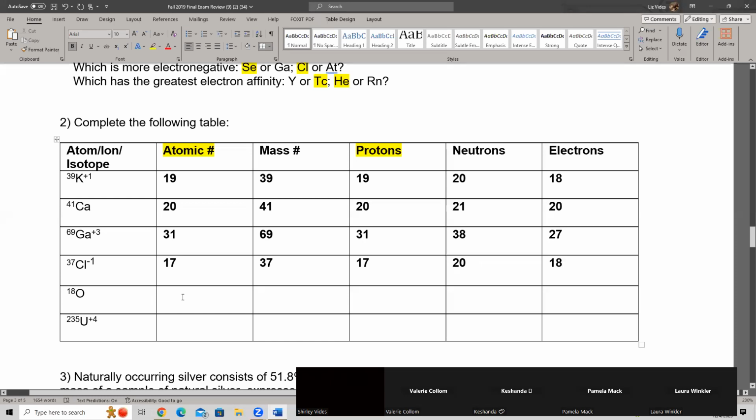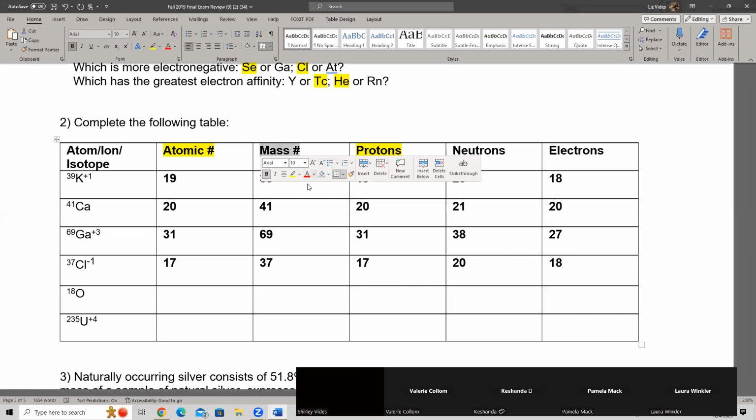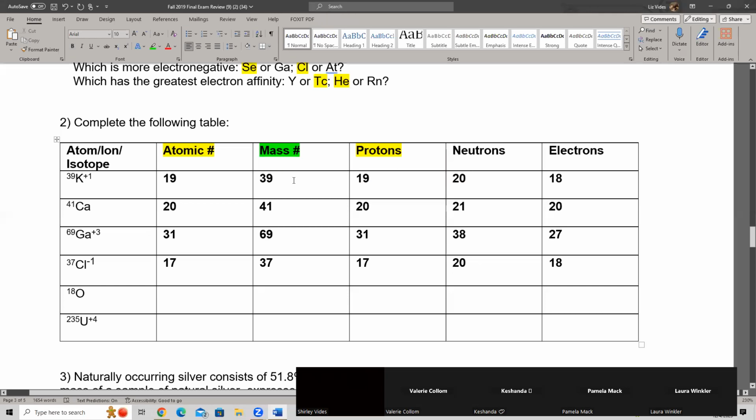Okay, I'm confused as to how we're getting neutrons. Neutrons, all you have to do is subtract the mass number minus the protons. So 39 minus 19 equals 20. 41 minus 20 equals 21. 69 minus 31, 38. 37 minus 17, 20. You see that? Yes, I see now. And then the electrons is just a matter of whether it's positive or negative, right?